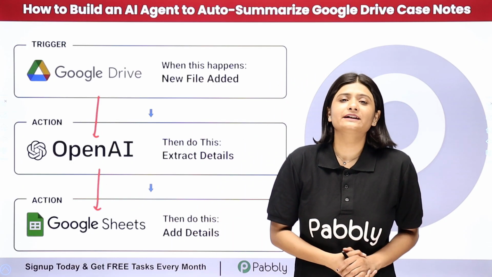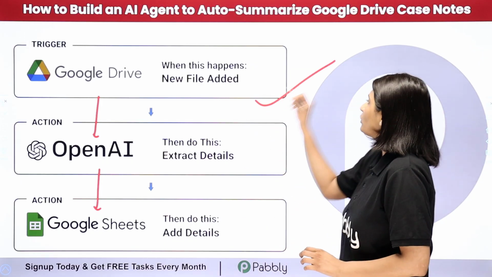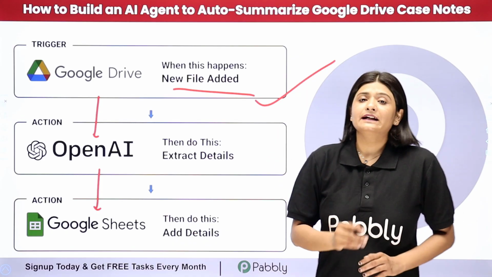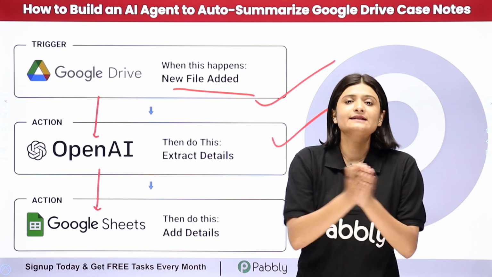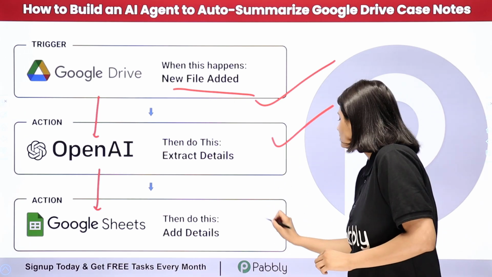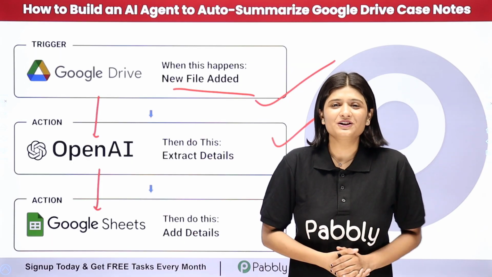With the help of Pabbly Connect, I'm going to build this connection in such a way that whenever I upload a new file in my Google Drive, the details will be automatically extracted with the help of OpenAI, and then these details will be automatically added in my Google Sheet spreadsheet. Now, if you want to learn the step-by-step process, then let me take you all to my screen.